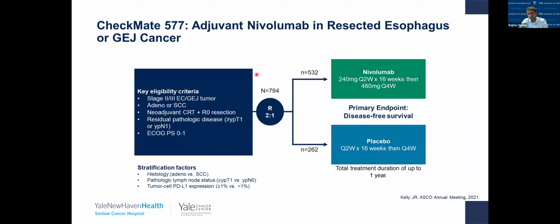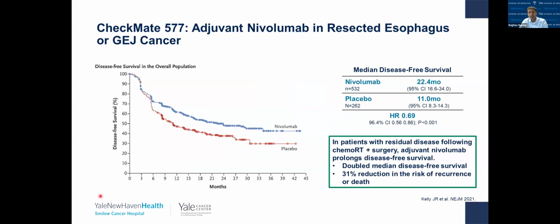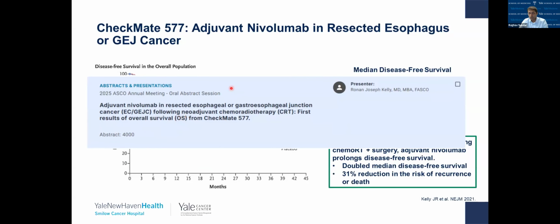And lastly, moving into the earlier phase resectable gastroesophageal cancer space, we have had the Checkmate 577 study that looked at patients that had undergone chemoradiation and surgery and then for those who had not achieved a pathological complete response, were randomized to either receive nivolumab or placebo. And this study had a disease-free survival benefit. And this has been something that we've been offering our patients. But in a couple of months, we are going to see the overall survival data that are going to be presented at ASCO. And we're looking forward to see whether the overall survival will be positive for this important trial.